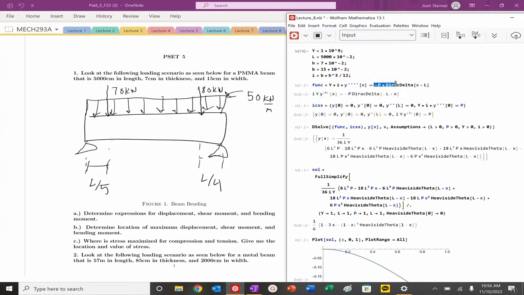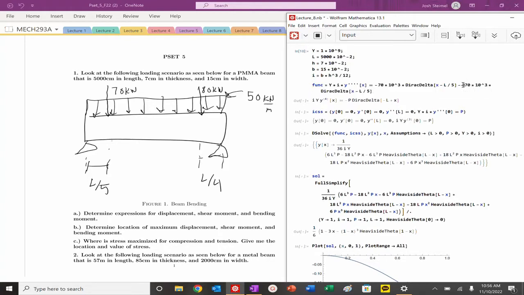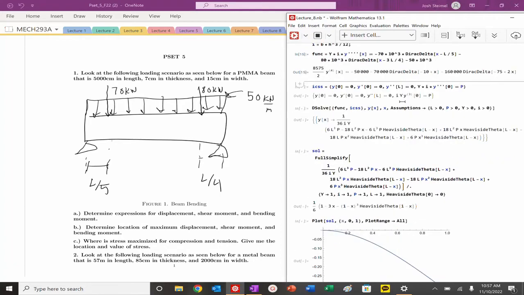I do have a load placed at L over 5, a point load, so a Dirac delta function. The value is going to be 70 kilonewtons, pointing in the down direction, so minus 70 times 10 to the 3. I'm also having another point load of minus 80 kilonewtons at 3L over 4. And then I also have a distributed load across the whole thing, 50 times 10 to the 3. So that is essentially my function.